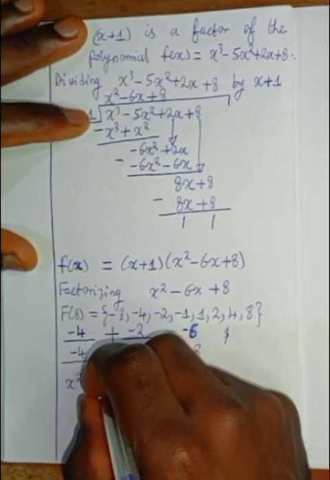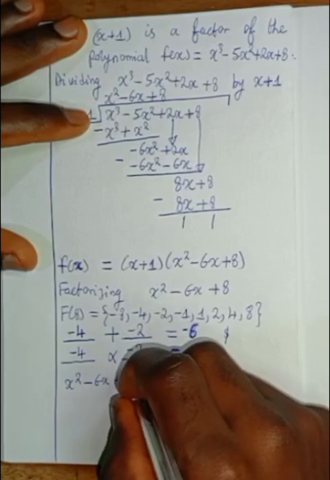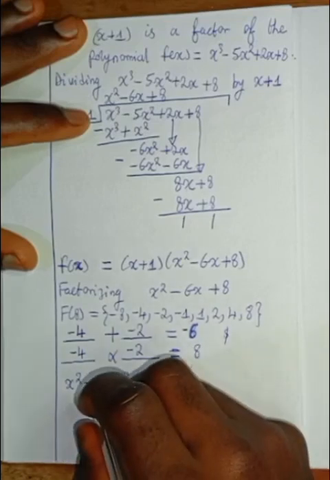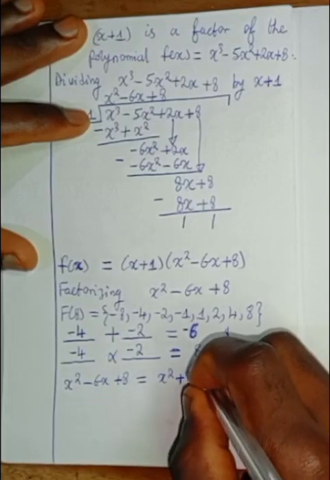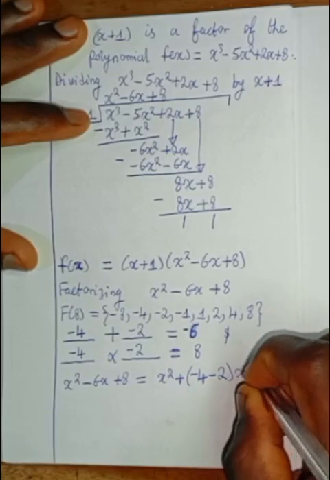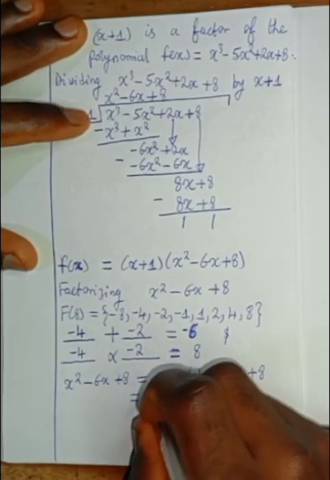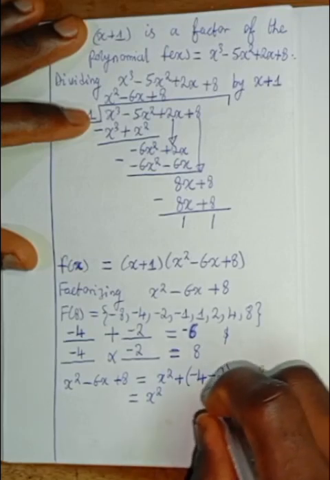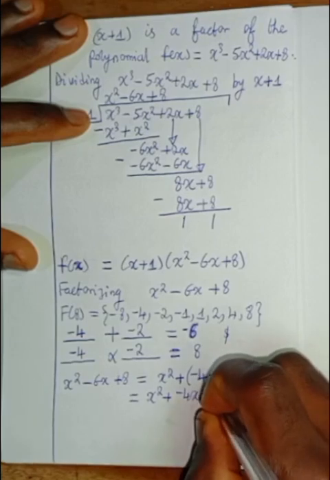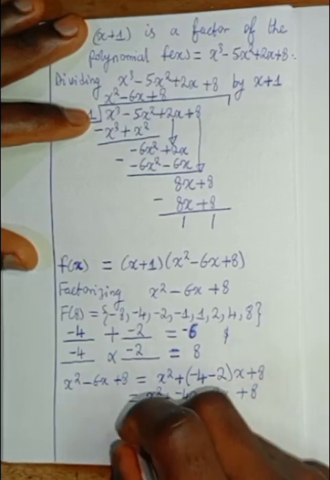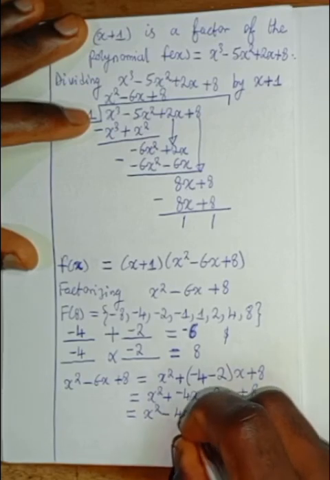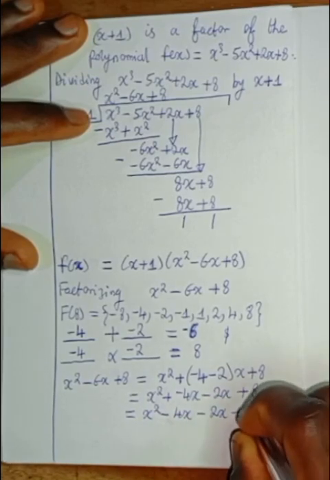x squared minus 6x plus 8 is simply the same as x squared plus, we are going to replace negative 6 with negative 4 minus 2, times x plus 8. This will be equal to x squared. We are going to expand this bracket, plus negative 4x minus 2x plus 8. This will equal x squared, minus 4x minus 2x plus 8.